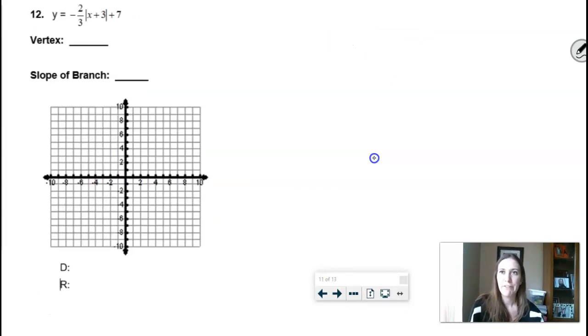All right, one more graphing. Oh, it's a good one too. All right, I was going to do it without colors, but this is not really a good time to do that. All right, so y equals, this time there's a negative 2/3 in front. That's fun.